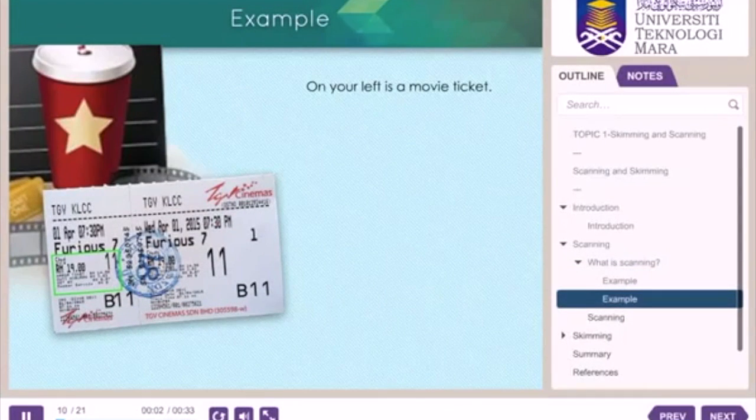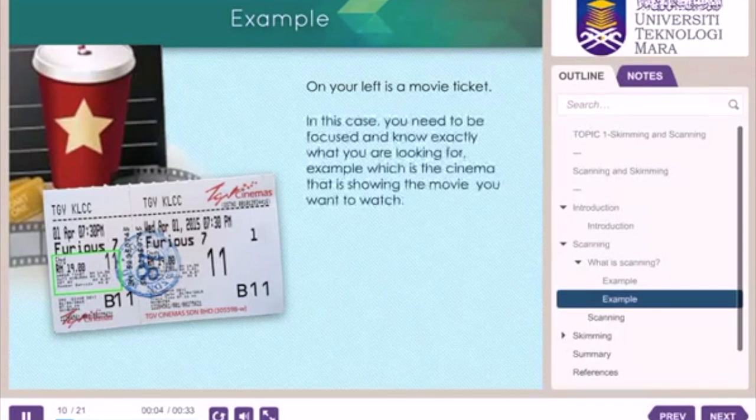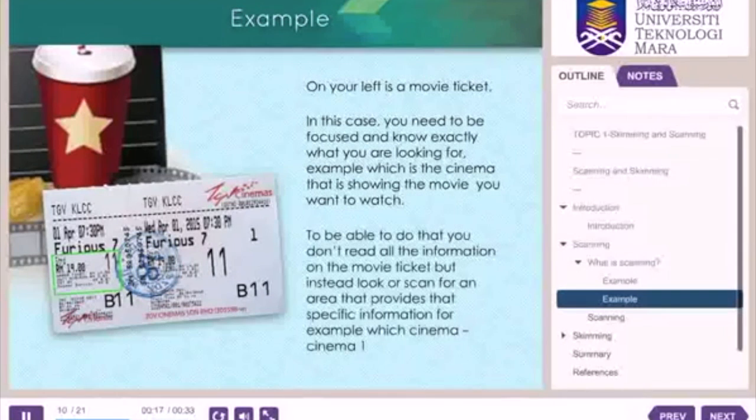On your left is a movie ticket. In this case, you need to be focused and know exactly what you are looking for. Example, which is the cinema that is showing the movie you want to watch? To be able to do that, you don't read all the information on the movie ticket, but instead look or scan for an area that provides that specific information, for example, which cinema? Cinema 1.